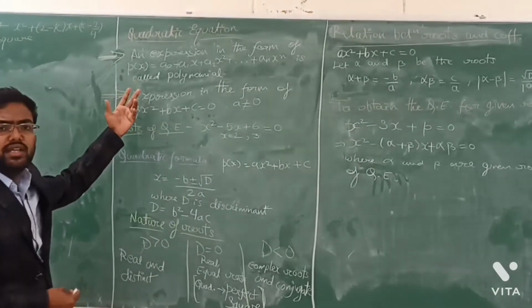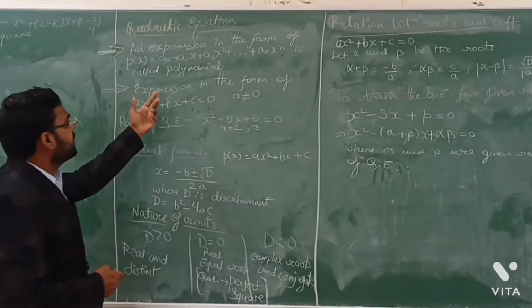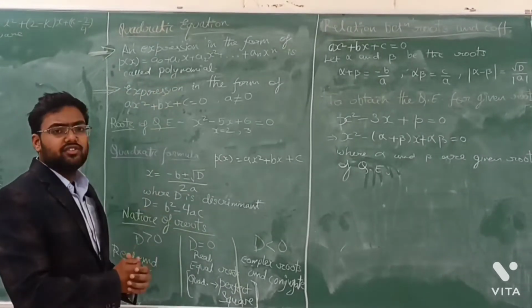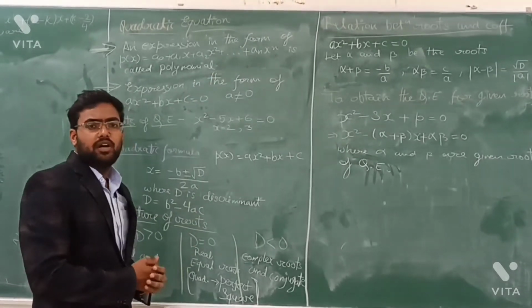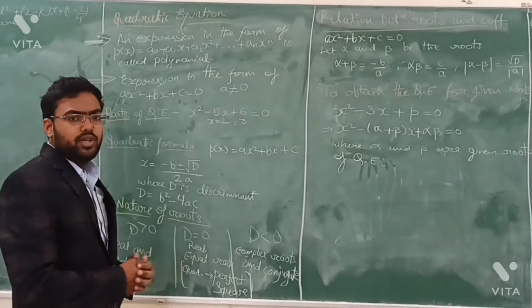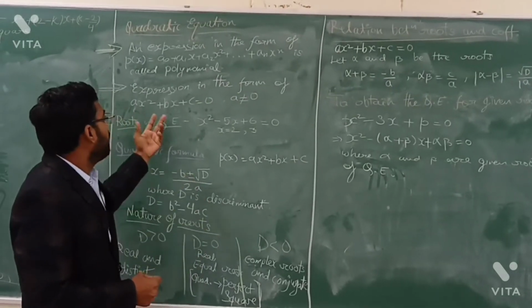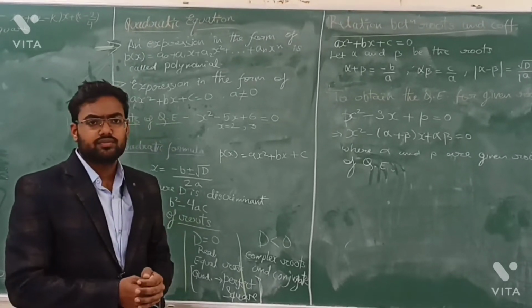Before knowing quadratic equation, you should know about the polynomial. An expression in the form of p(x) = a0 + a1x + a2x² + ... + an xⁿ is called a polynomial of degree n. But a polynomial whose degree is 2 is called a quadratic equation.